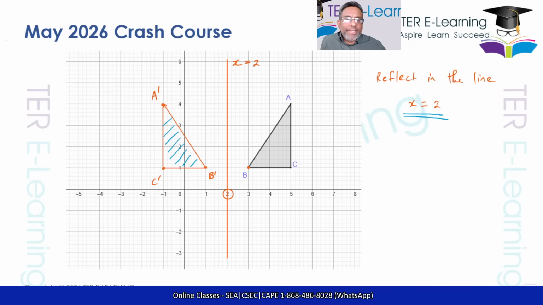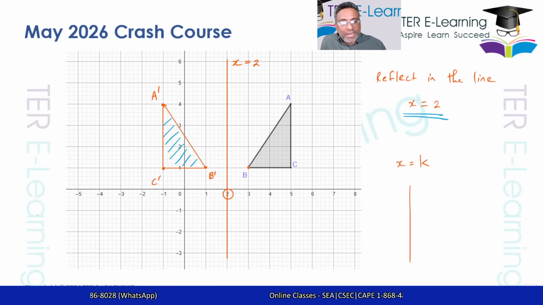So this here is a reflection in the line x equal to 2. So what you all need to remember is that when x is equal to some constant or some number, it is always going to be a vertical line. You need to remember that.